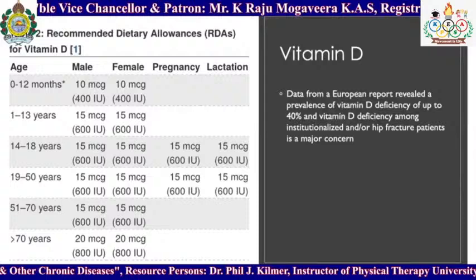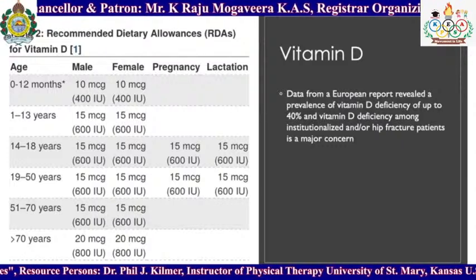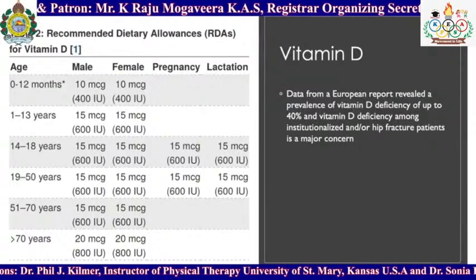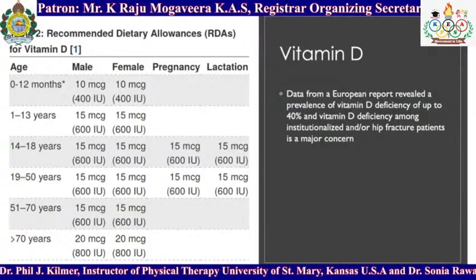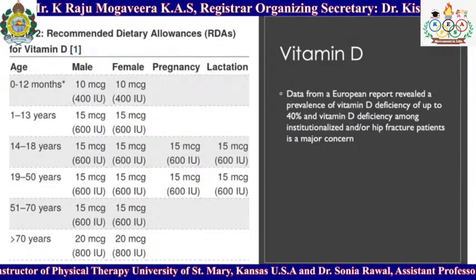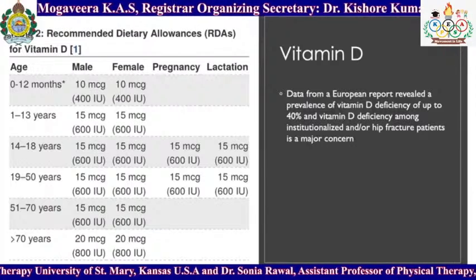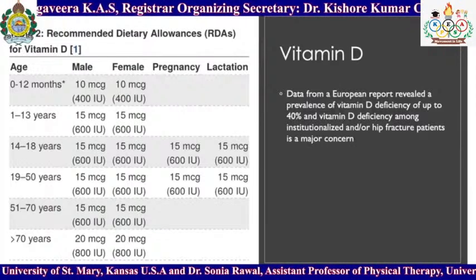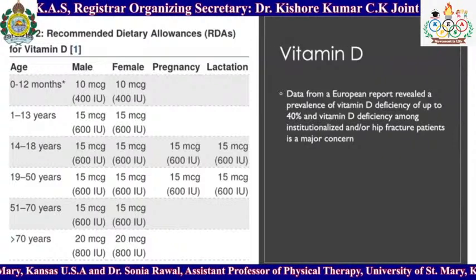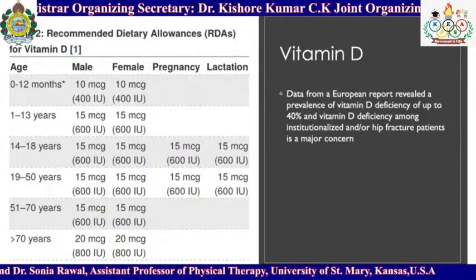So, how much should we prescribe our patients a day? It's on a little bit of a sliding scale. For everyone from basically 1 to 70 years old, they recommend about 600 IUs, and over 70, a little bit more. Again, that's due to decreased overall absorption and utilization as we age. However, data from a European report revealed a prevalence of vitamin D deficiency up to 40% among institutionalized and/or hip fracture patients, which is a major concern. So a lot of people just aren't getting that all the way in.